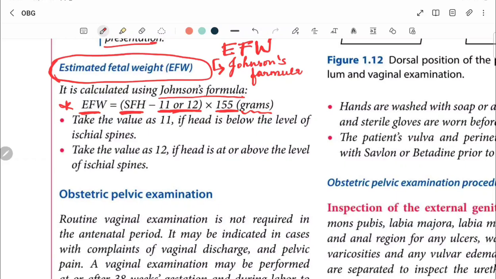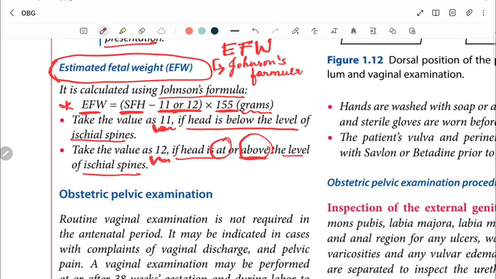When do you take the value to be 11 and when do you take the value to be 12? If the head is below the level of ischial spines, then you need to take the number as 11. If the head is at or above the level of ischial spines, then you need to take the value as 12.